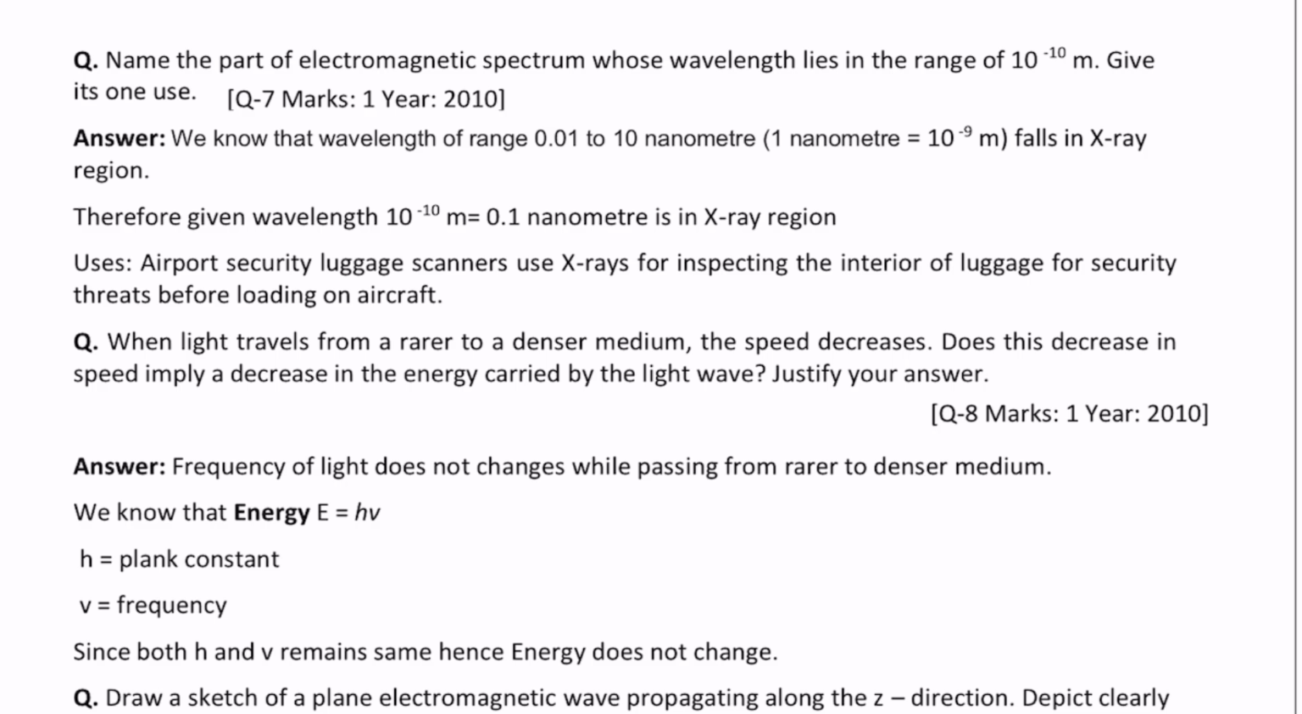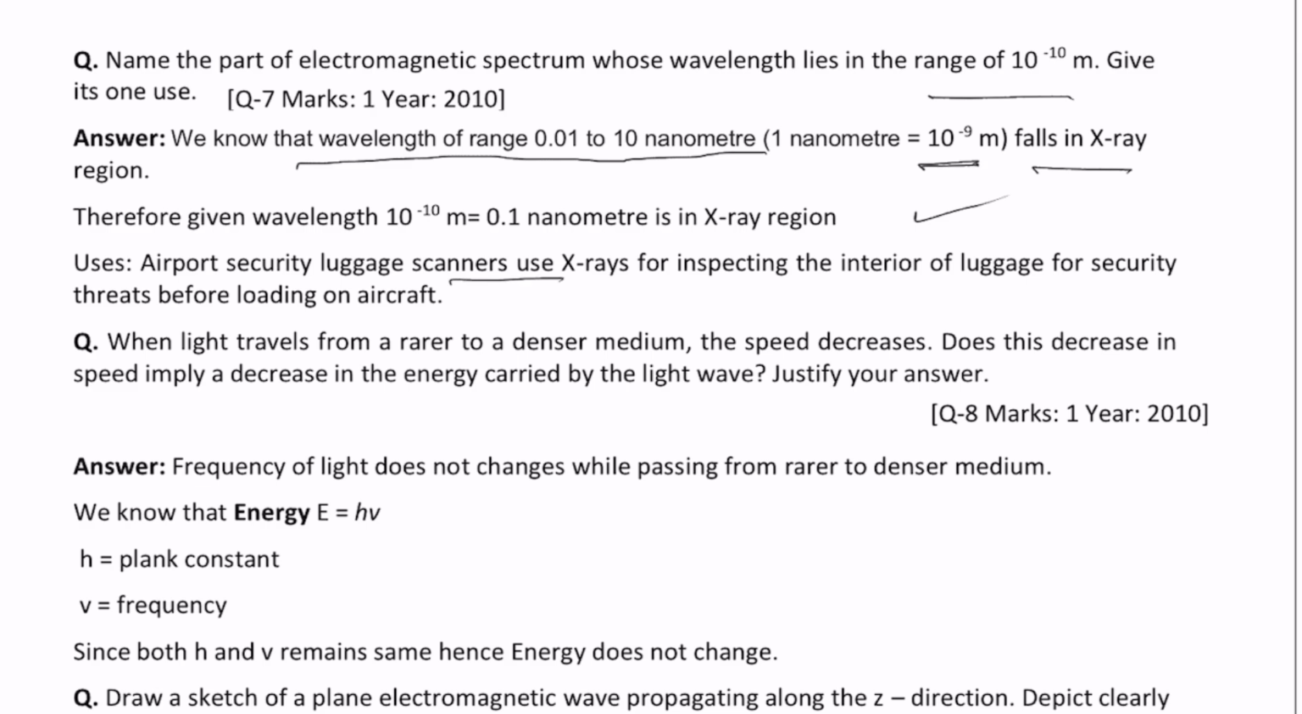Next question. Name the part of the electromagnetic spectrum whose wavelength lies around 10 to the power minus 10 meter. Okay, in the range of 10 to the minus 10. So we know the wavelength range is 0.01 to 10 nanometer. 1 nanometer is 10 to the power minus 9 meter, so it falls in the X-ray region. So what is the use? Airport security luggage scanners use it.